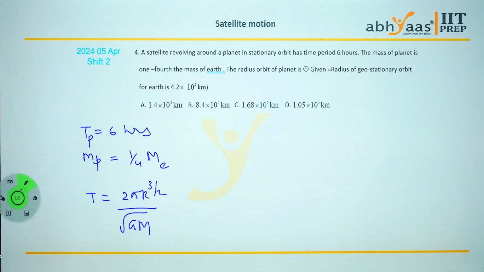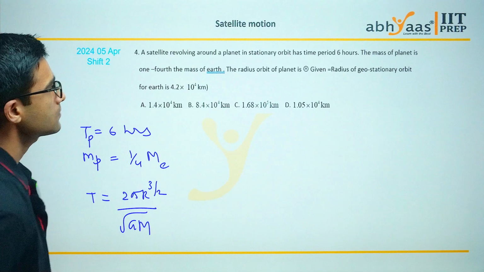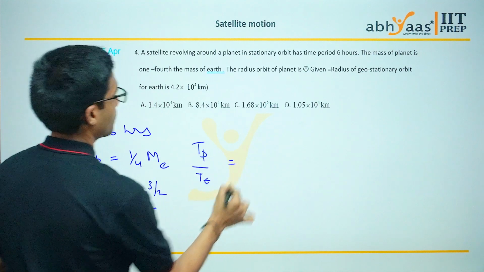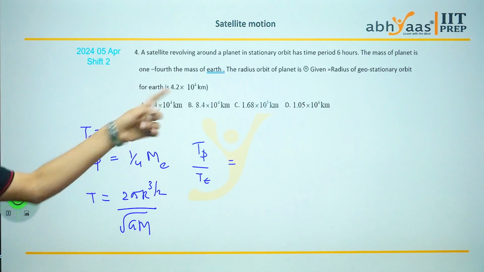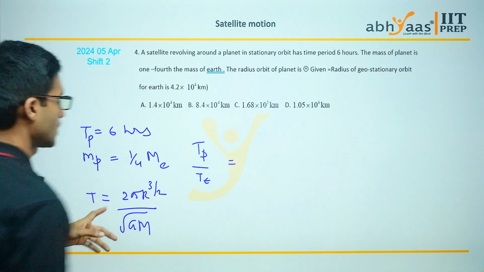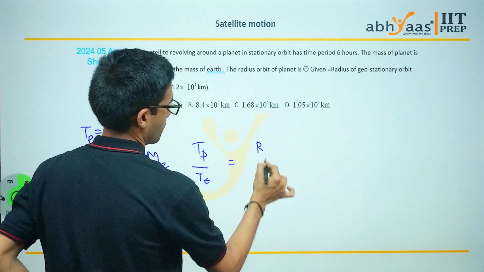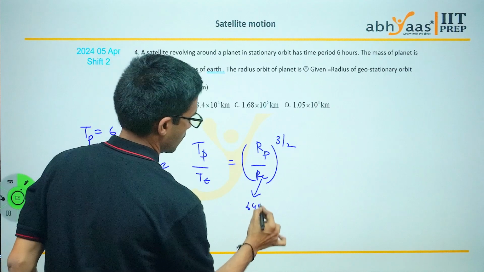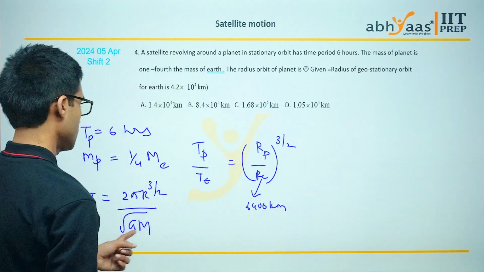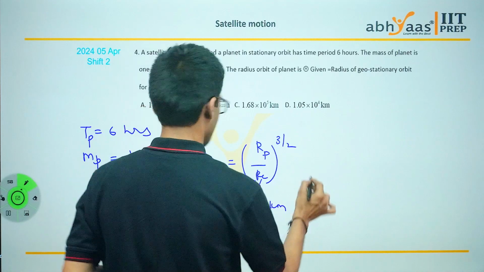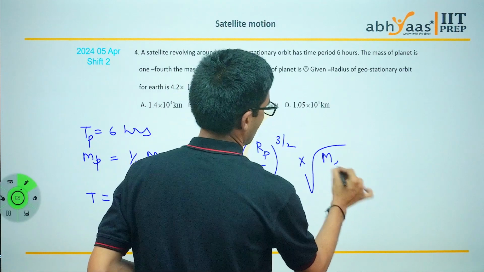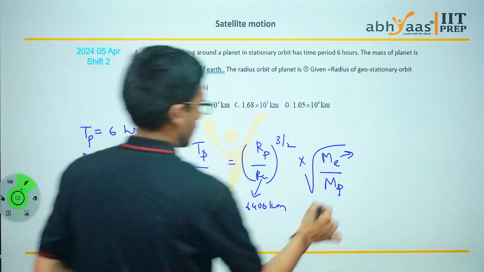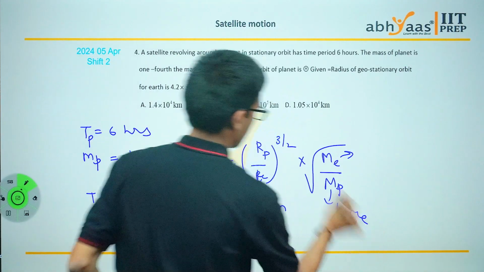Okay, so we substitute: T_p by T_Earth is equal to r power 3 by 2. The mass of the planet and the radius of the planet we need. So (r_p by r_e) power 3 by 2. But what is r_e? 6400 kilometers. So T is inversely proportional to root of mass, right? So you will get M_e by M_p. M_e is M_e only, M_p is 1 by 4 M_e. So you substitute, you will get 4.